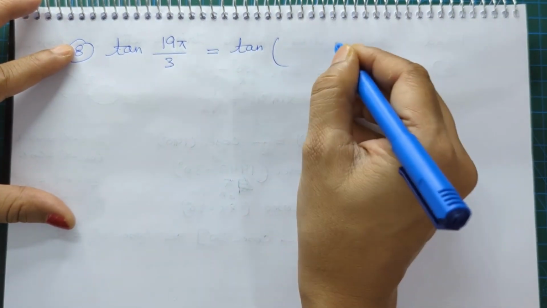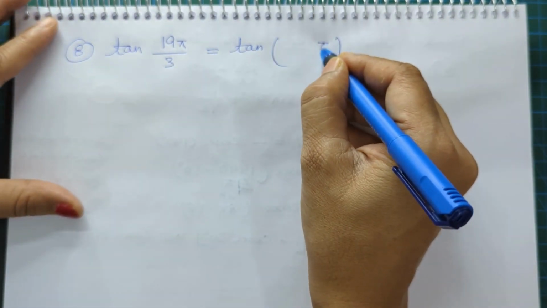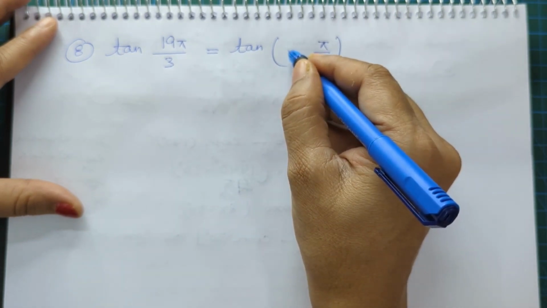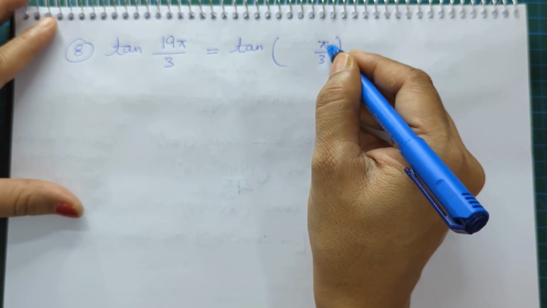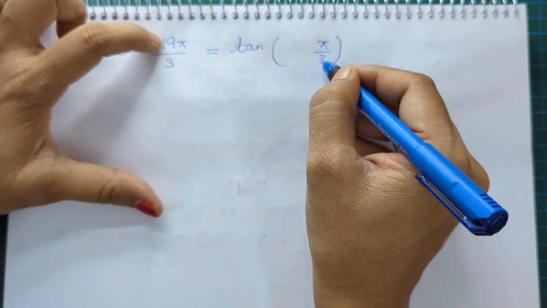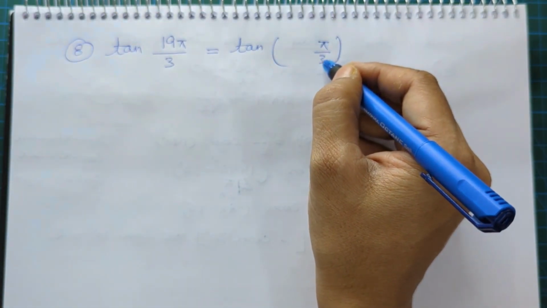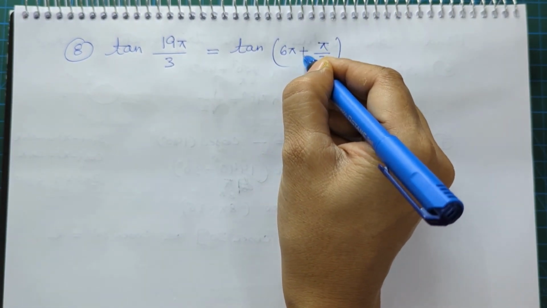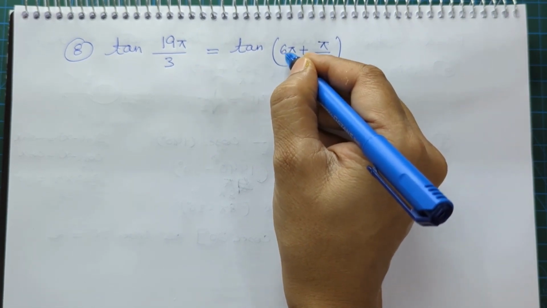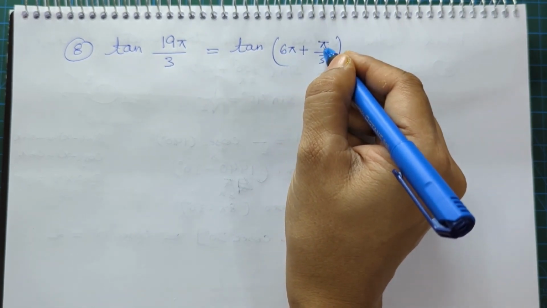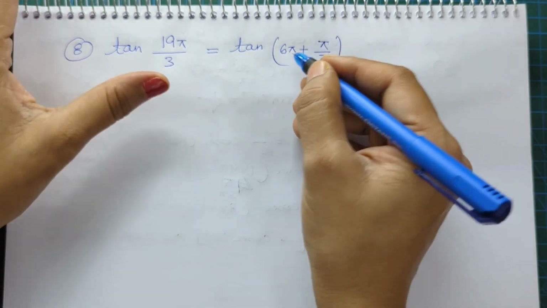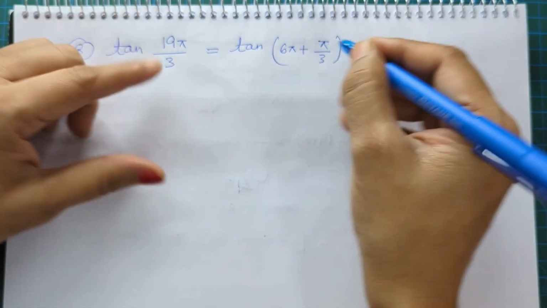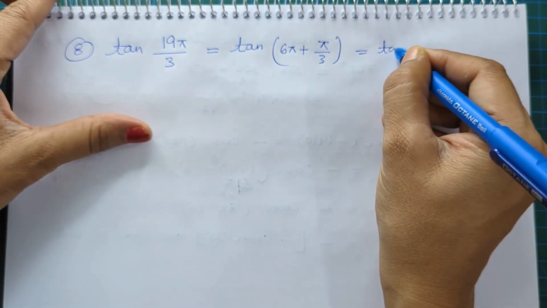So how to write this? Here you separate out π/3 and then think: to 3, what will you multiply so that on adding or subtracting π we get 19? 3 into 6 is 18. So we can write 6π here and we have to put plus. Why? Because 3 times 6 is 18, 18π plus π is 19π. Fine. 6π, π means with respect to x-axis, so no change, tan remains tan, that's fine.